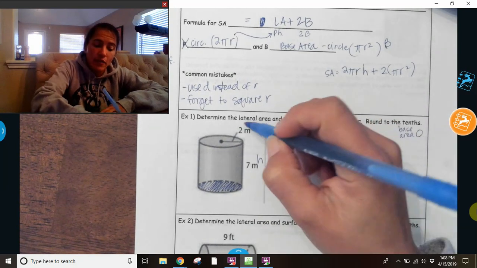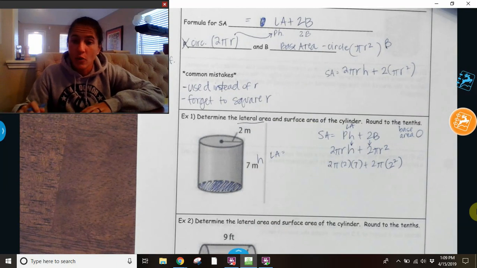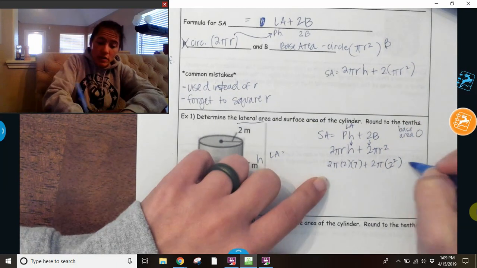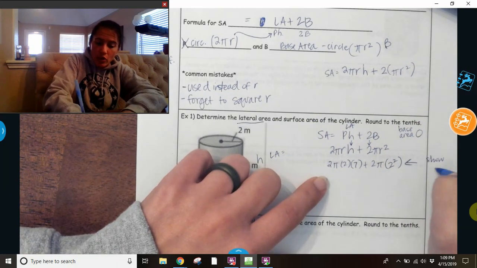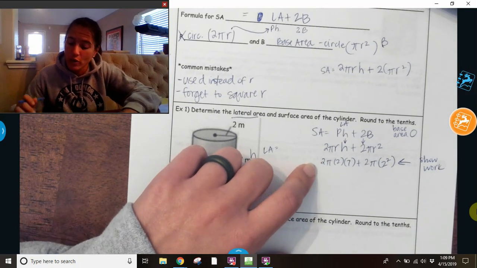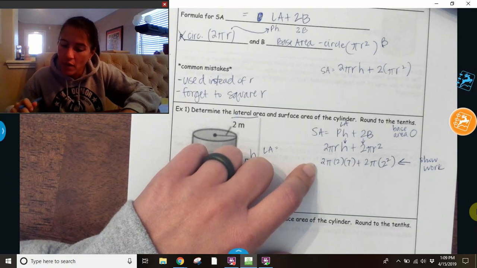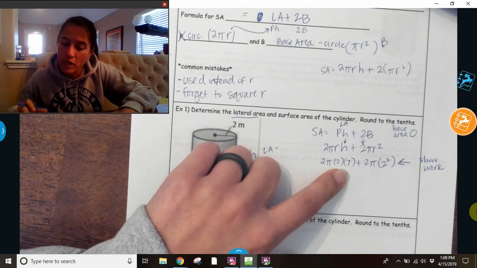Because it's asking me for the lateral area, I'm going to have to type this in separately. So I'm typing it in. This part is showing your work. That is the part I expect to see showing your work. 2 pi times 2 times 7.